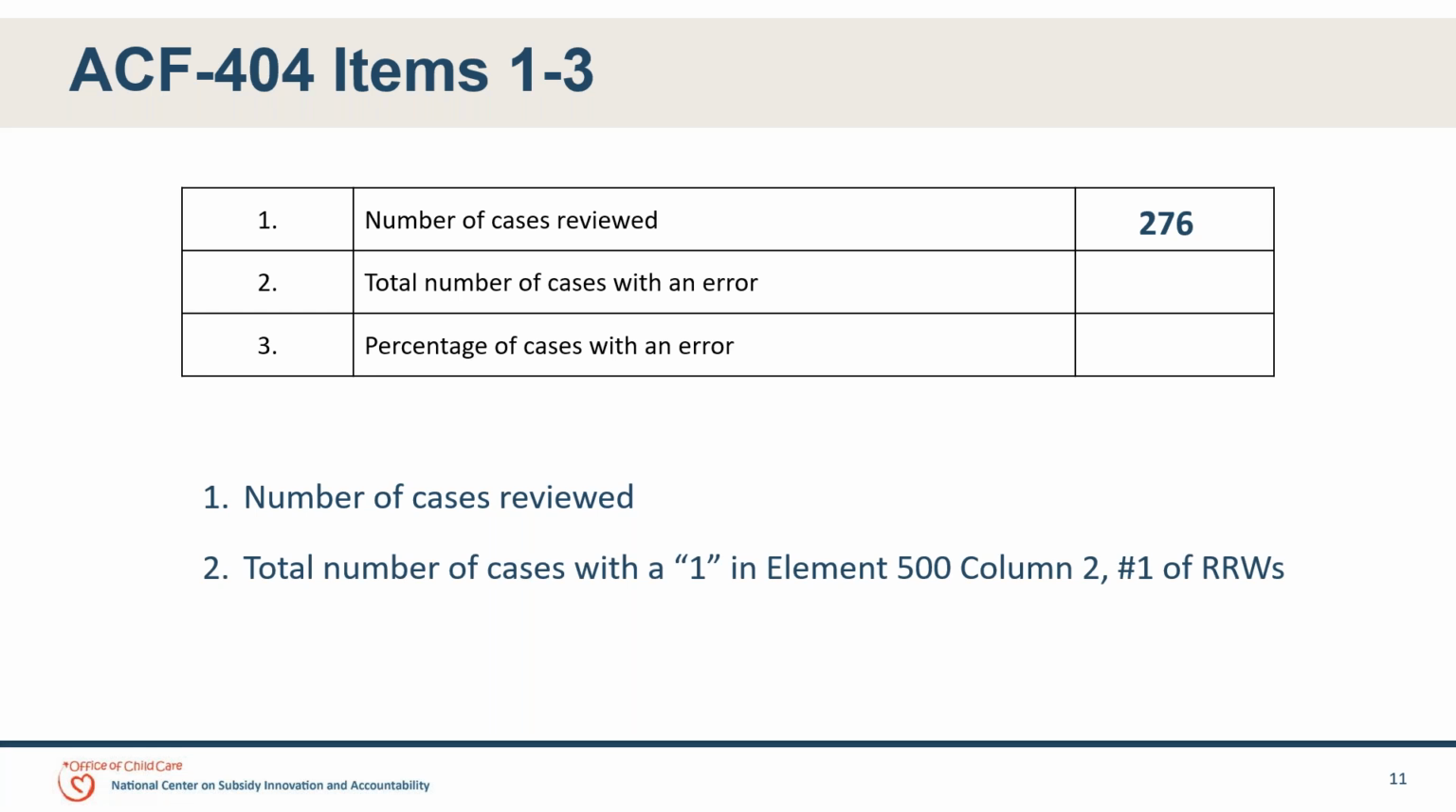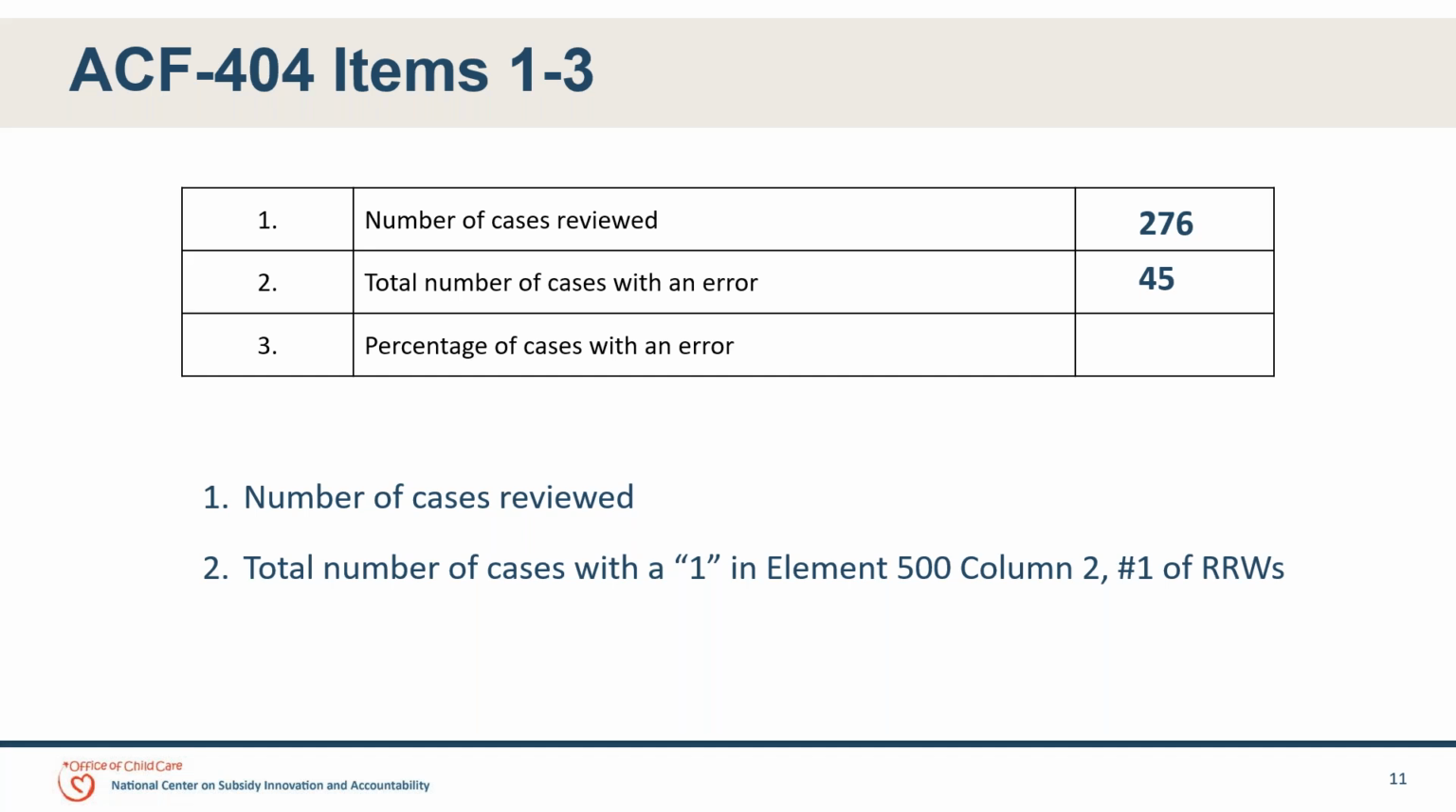Item 2 asks for the number of cases with an error. This refers to any error, not just improper payments. So these are the improper payment errors and the non-payment or administrative errors. To determine this figure, you are going to have to go into your record review worksheet, refer to element 500, and tally up the total number of cases that have a 1 entered in element 500, column 2, number 1. And we'll say that our state had 45 cases with an error.